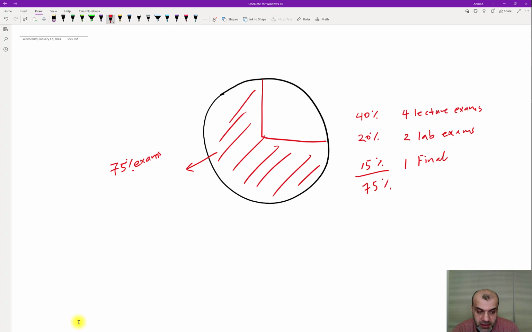Again, 75% of your grade is coming from the exams, which means the bulk of the grade is coming from the exams. That's where you need to pay attention. If you hurt yourself in the exams, it's very unlikely that you will get a good grade, even if you are doing perfectly with the other 25%, which we will talk about. But the point is, you have to focus on the exams.